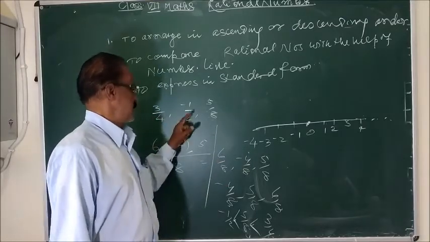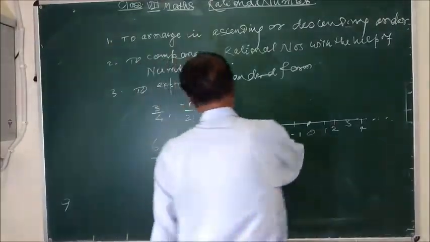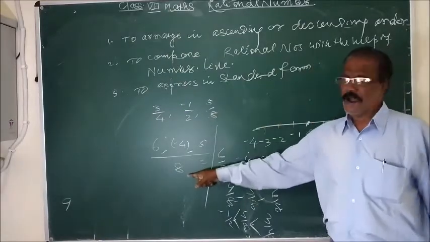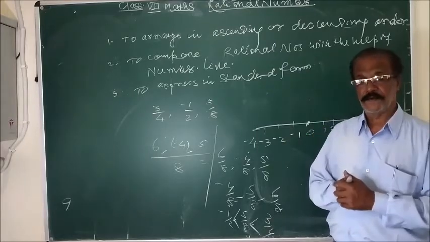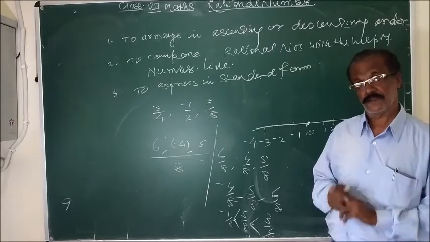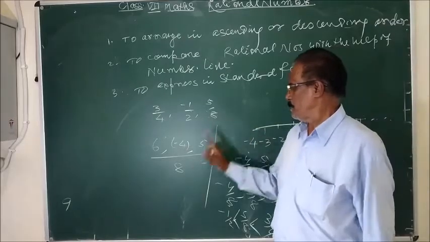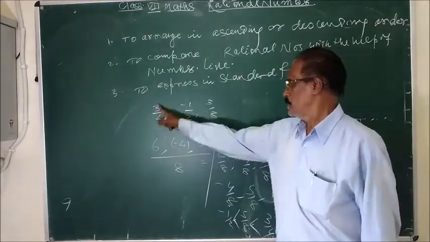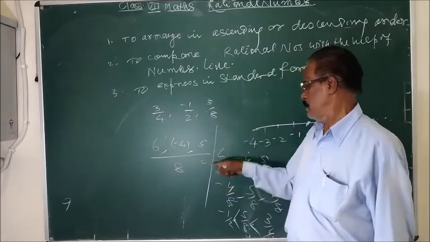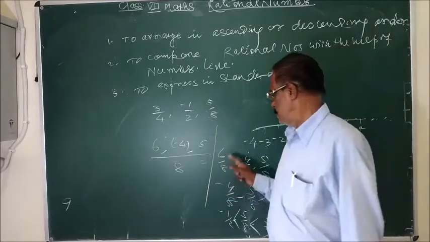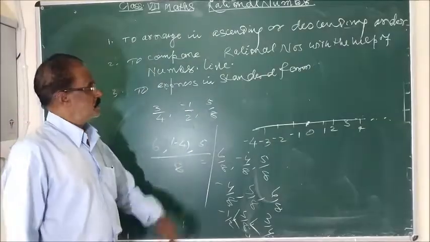First, you find the LCM of the denominators of the given rational numbers, and then you divide this LCM. What is the meaning of LCM? LCM is the smallest number which is divisible by the given numbers. Smallest number. This is the meaning of LCM, lowest common multiple. So 8 divided by 4, the quotient will be 2. 2 into 3, 6. 8 divided by 2, 4. 4 into minus 1, minus 4. And 8 divided by 8, 1 into 5. So this is the method to arrange in ascending or descending, increasing or decreasing order.